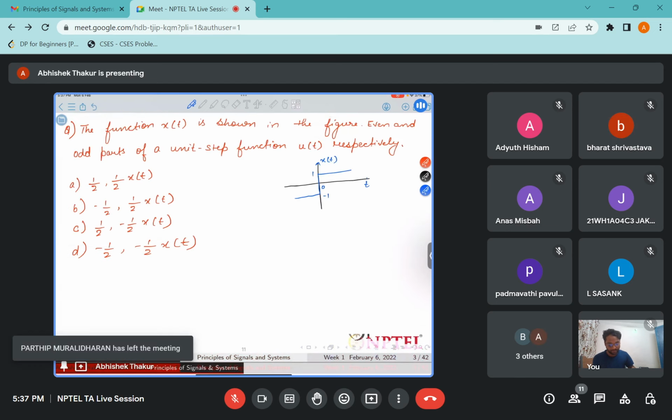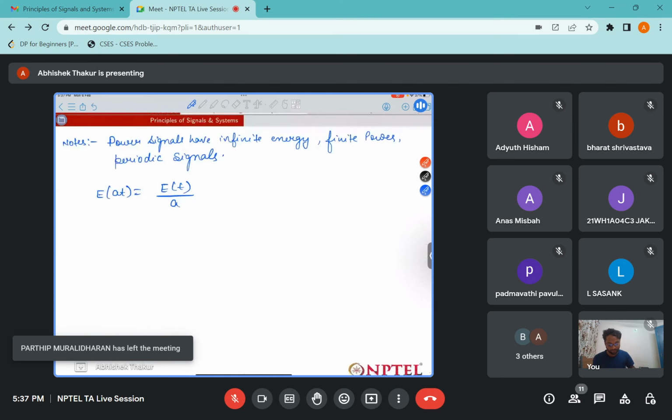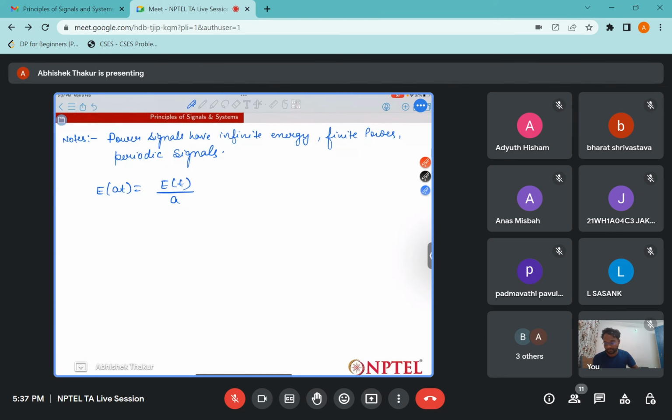So till now we have discussed the energy of a real signal. Let's suppose a complex signal is there. What will be the formula?